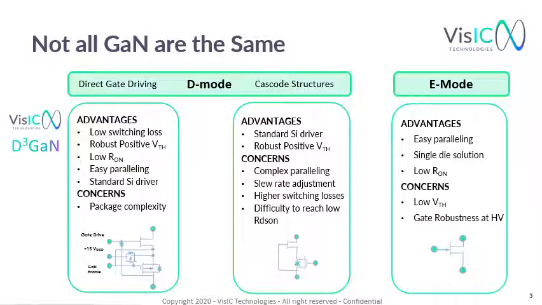VisIC D3GaN technology is based on direct gate driving. This scheme has additional auxiliary silicon circuitry for safe normally off operation. This topology combines the gate robustness of the cascode structure with the performance of E-mode. Among its advantages are lower switching losses, as only the GaN die participates in any switching operation, high threshold voltage, and standard silicon gate drive. As such, the D3GaN stands for Direct Drive D-Mode Gallium Nitride.